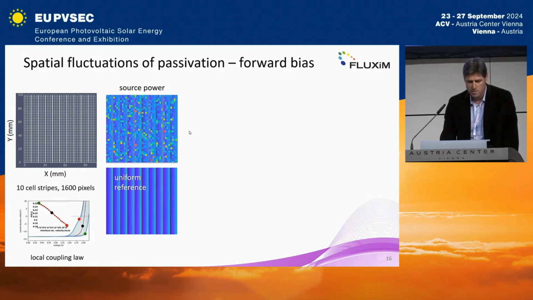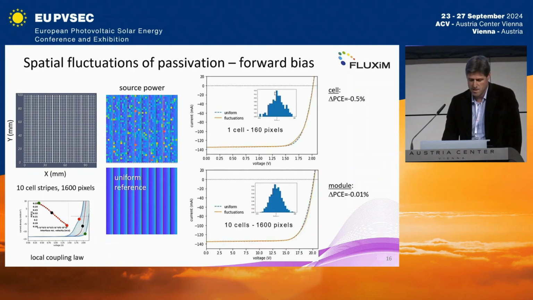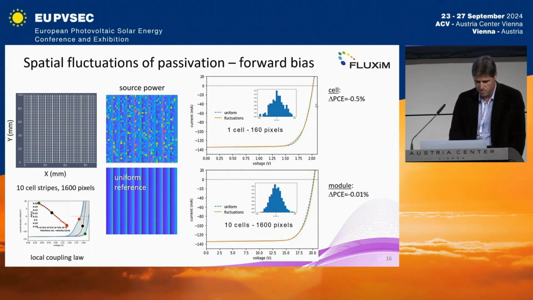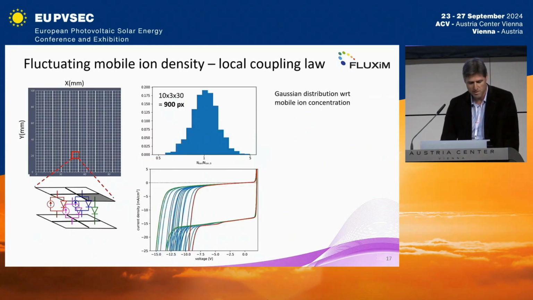We see that indeed the small cell power is dominated by this strong fluctuation of the small cell efficiency. However, if we look at the large area cell and the module level, we see barely a deviation from the reference performance. So in forward bias, there seems to be robust behavior.